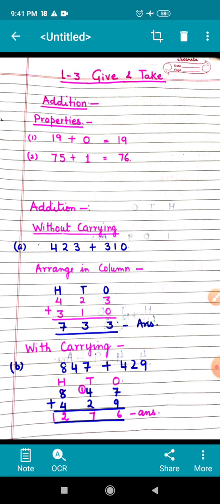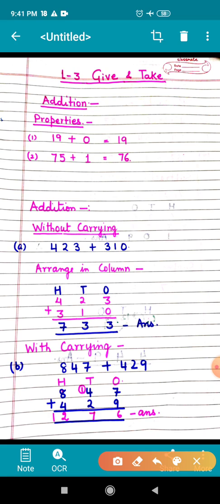Children, Shubha ma'am has already taught you this topic very nicely. So we will do a quick recap of the method of solving addition and subtraction. Children, as you all know, in the previous class we learned addition and subtraction by the grid method. It will help you to solve sums mentally, and today we will learn the working of addition and subtraction. So let us start with addition.